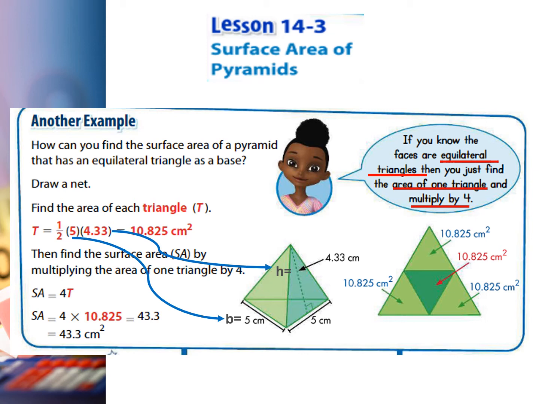Next thing to do is to find the surface area by multiplying the area of one triangle by how many? By 4. Why by 4? We'll use the formula SA equals 4 times T. Because in here, as you can see, it has 4 faces: 1, 2, 3, 4. So we have 4 times the area of one triangle, which is 10.825. Multiplying, you will get 43.3 square centimeters. As easy as this, right? You will just get the area of one triangle and multiply it by 4.